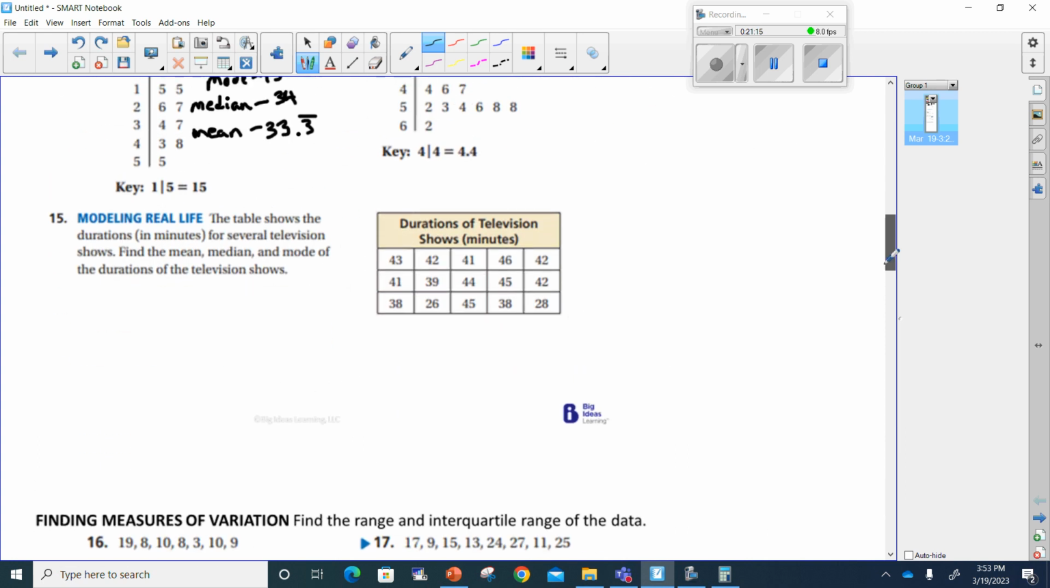Let's go to 15 now. The table shows the duration in minutes for several television shows. Find the mean, median, and mode of the duration of television shows. All right, let's put these in order again, smallest to biggest. The smallest looks like it's maybe 26. I don't see anything smaller than 26. After 26, there's no other 20s, so let's go to the 30s. I see two of them that are 38.